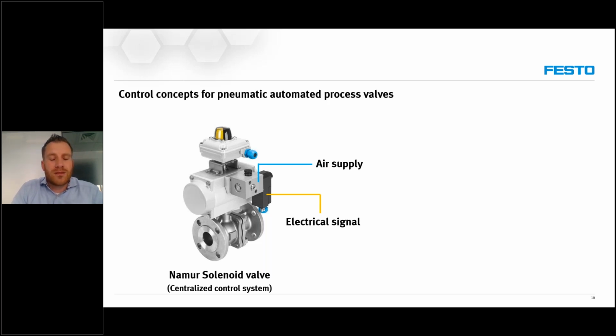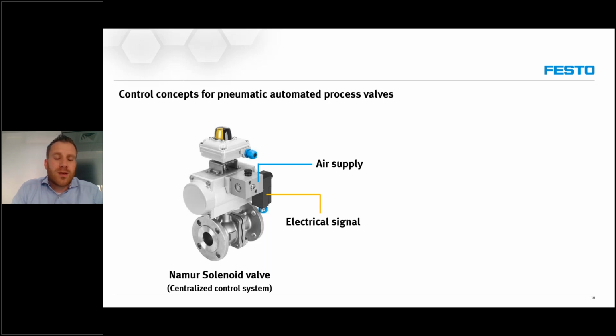Also, as we've mentioned before, when ATEX is there and there's a potential risk, we always see a big requirement for pneumatic automation because it has a really low power source, and we do not have a high chance of sparks and ignition sources, for example, compared to electric actuation. But pneumatic solenoid valves are not the only opportunity to control a process valve in the field.